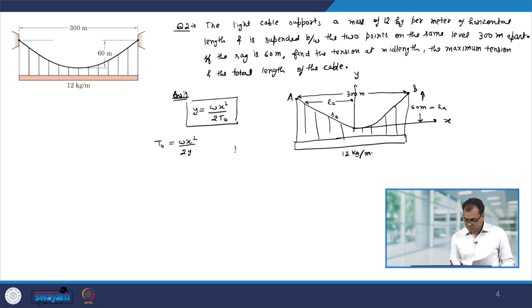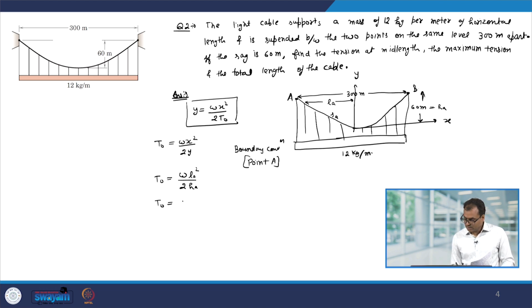Okay. So, let us use the boundary condition, and for that I am going to use point A. At point A, T naught, because that is just the horizontal component, is equal to W, where x will be LA. So, we have LA square over 2, and y is nothing but HA, and we know the value of LA and HA. So, let us put it back.